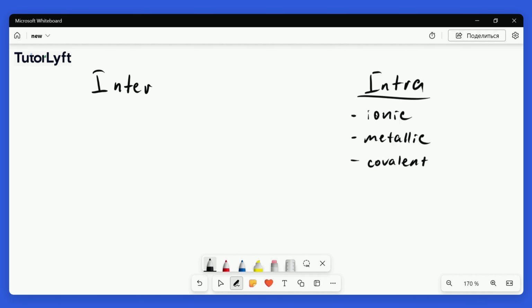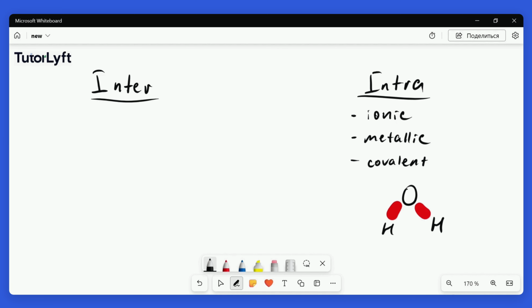Intramolecular forces is when you have a compound, let's say H2O, and you split it into elements, right? Which are the elements there? Oxygen, hydrogen, and hydrogen. Well, the intramolecular forces are these guys here. So it's inside the molecule.